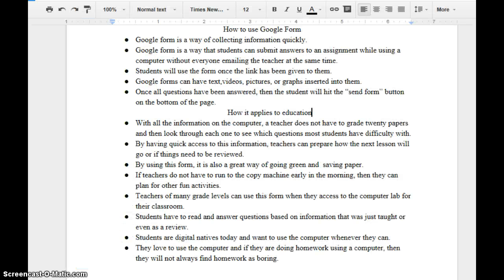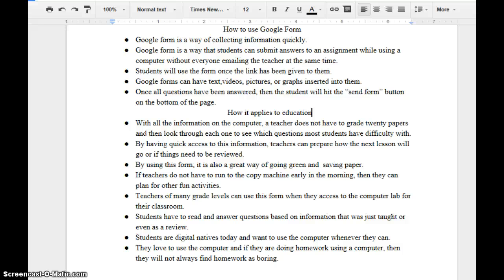How can this be applied to education? You can use a Google Form in almost every subject, because most teachers would want to assess their students on how well they have learned a new topic and what they have remembered. Sometimes students will go home and they won't remember what they did in school. So the nice thing about Google Form is that it can be like a homework assignment that will reinforce the ideas that were taught in class, or it can even be used as a review.